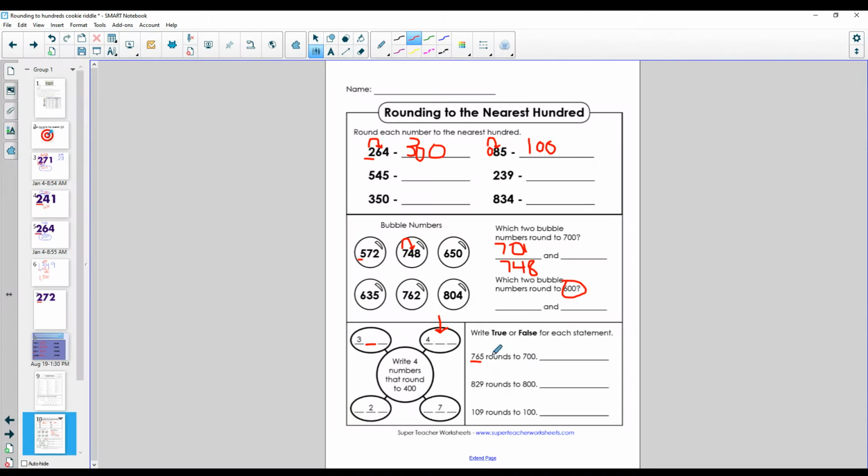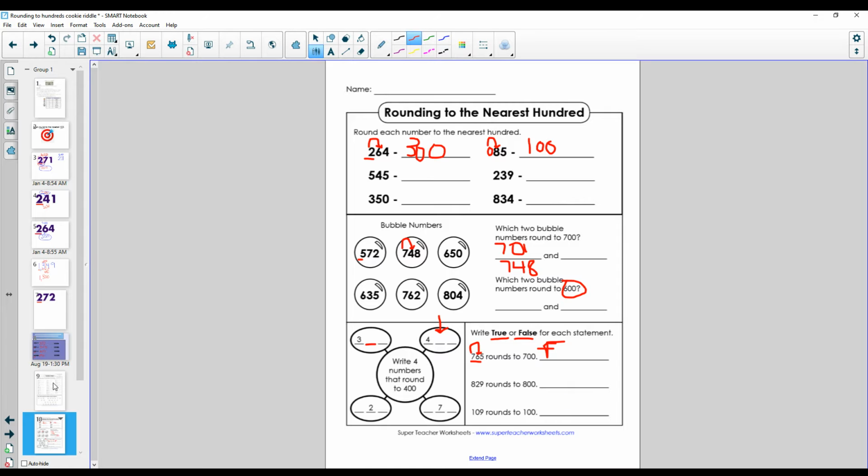765 rounds to 700. Let's see if that's true or false. The 7 looks next door to it. Ooh, that number is 5 or greater. So I'm going to say, see you later, 7. I'm going to 800. So this answer is false. Then you're going to keep going here.